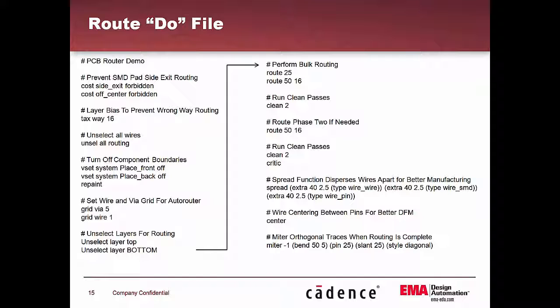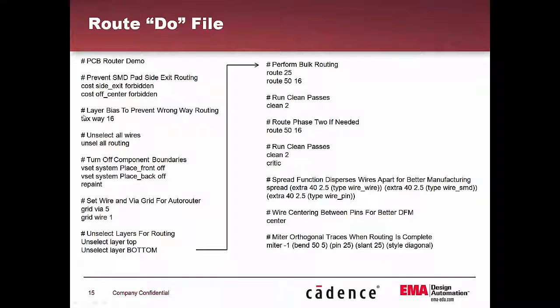So here's an example of the route do file that we're going to launch to actually route this particular design. The pound characters that you see here are simply comments. So what I've done here is I've put in the actual comment of what we're going to control with this particular command. In this case, I'm doing a cost side exit forbidden. So this prevents any kind of routing coming out of the side of a rectangular pad on a surface mount device. And it also prevents it from coming off at an odd angle or off center. So it has to come out of the center of the pad.